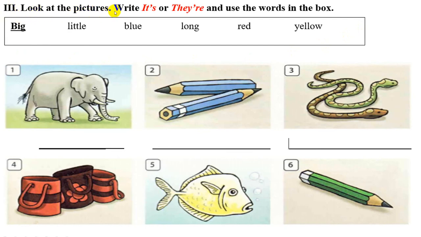Exercise 3. Look at the picture, write is or there, and use the words in the box. Okay? So, in the first picture, one elephant. So, you write is or there. One elephant, so you write is. Is big. Yes. And number 2. You can see 2 pencils. So you use there. There, blue. Yes, good. You do the same with number 3, 4, 5, and 6.